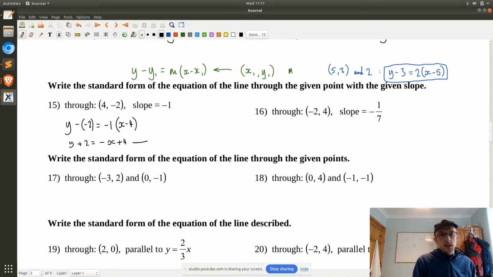Now at this stage, we have a choice. Slope-intercept form. Slope-intercept form would be like this. Take away 2 from both sides. So y equals -x plus 2. What about standard form though? The form that they actually ask for.